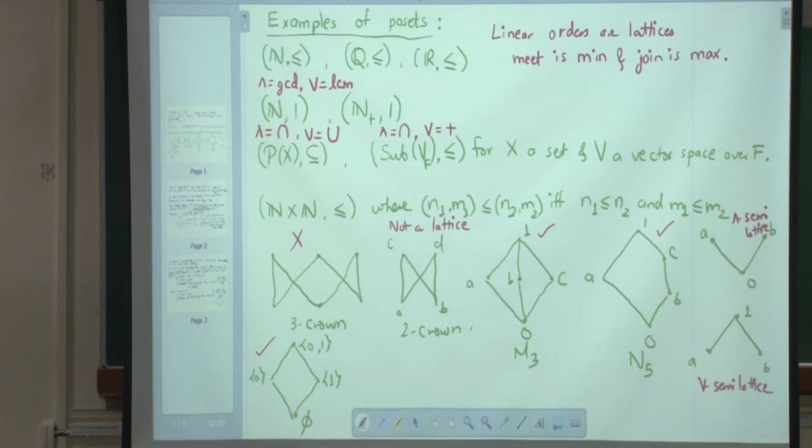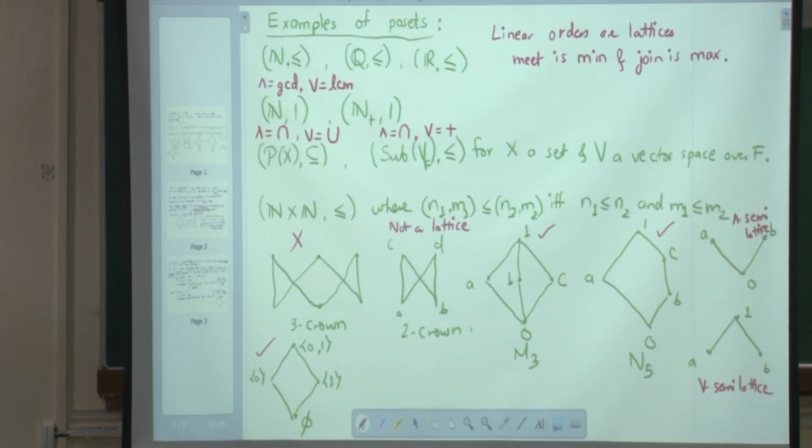Okay, so we have studied all the examples so far. Yes? Second example of n cross n, if they are 2, 3 and 3, 2, how will you define meet? Then the meet would be 2, 2, because you are taking minimum of 2 and 3 and minimum of 3 and 2, and in both components you take maximum, so the join will be 3, 3. So far so good. Let's go ahead.